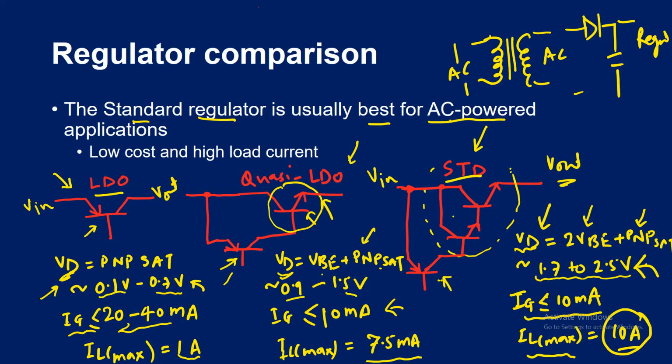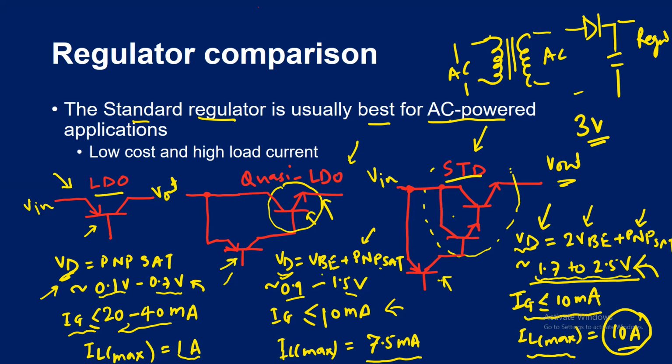Okay. Because in the AC powered application, the voltage across the regulator is usually at least 3 volt. And so the dropout voltage is not critical here. So even if you have a large dropout voltage, like we said, the dropout voltage in standard can range from 1.7 to 2.5. So you can do that.